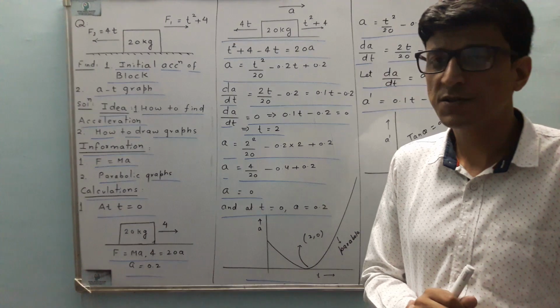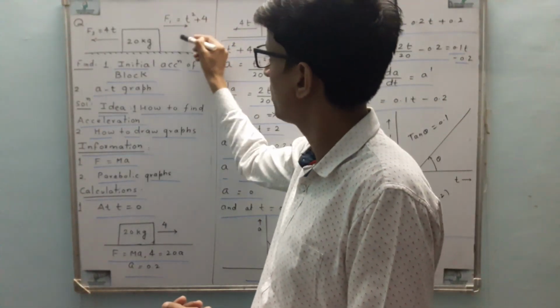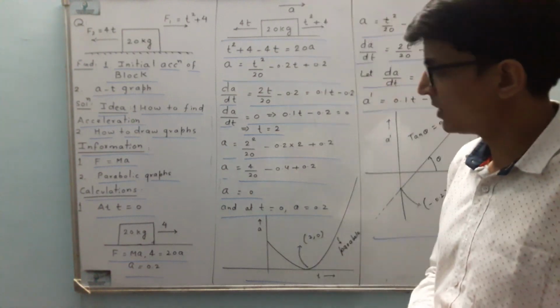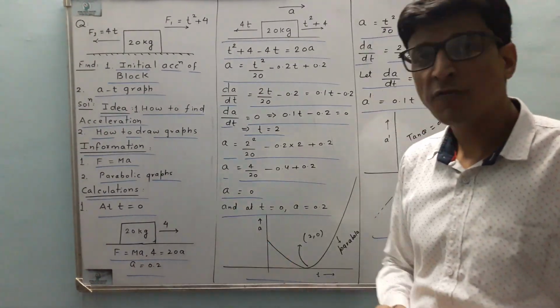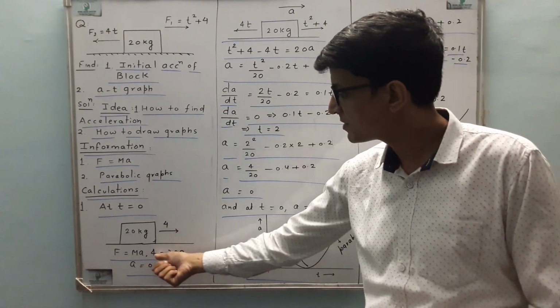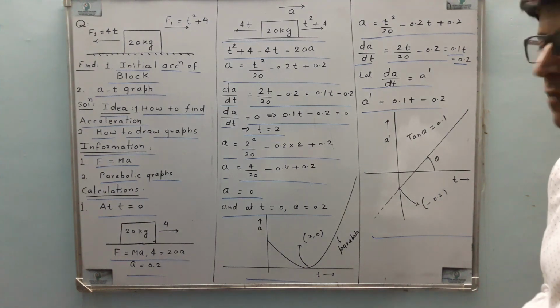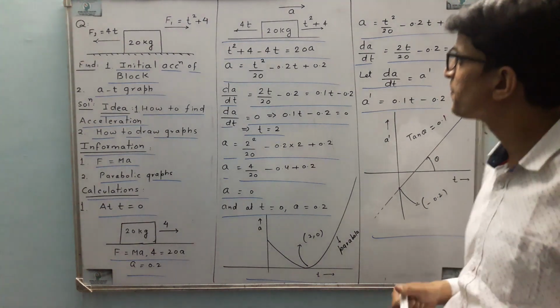Let's start with calculations. At t is equal to 0, this force will be 4 and this force will be 0. So there will be a net force towards right which has a value of 4. So F is equal to ma, we can say 4 is 20 a. So a comes out to be 0.2 from here. So this is the initial acceleration.